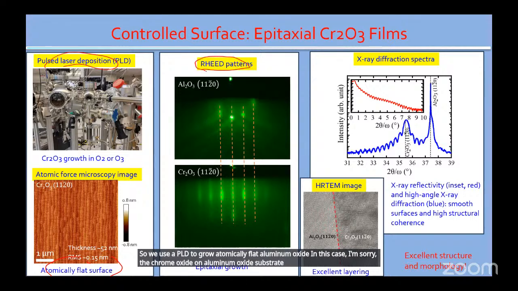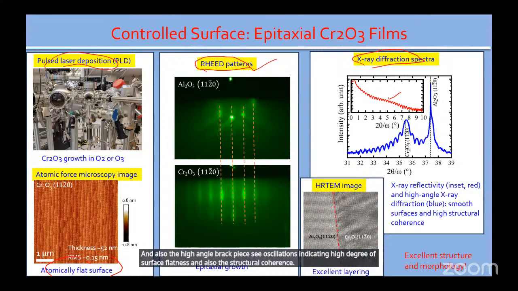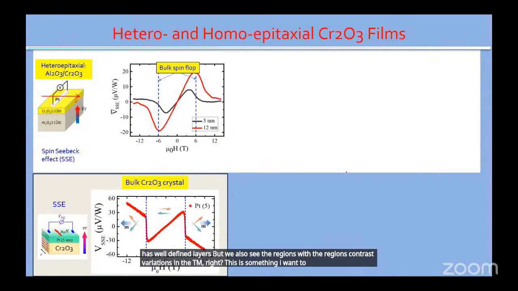As indicated by the RHEED pattern, the in situ data, and ex situ, as indicated by the X-ray reflectivity in the red, and also the high angle Bragg peaks, we see oscillations indicating high degree of surface flatness and also the structural coherence. And TEM confirmed excellent layering. Across the interface here, the chrome oxide has well-defined layers, but we also see regions with contrast variations in the TEM, right? This is something I want to talk about later, okay?